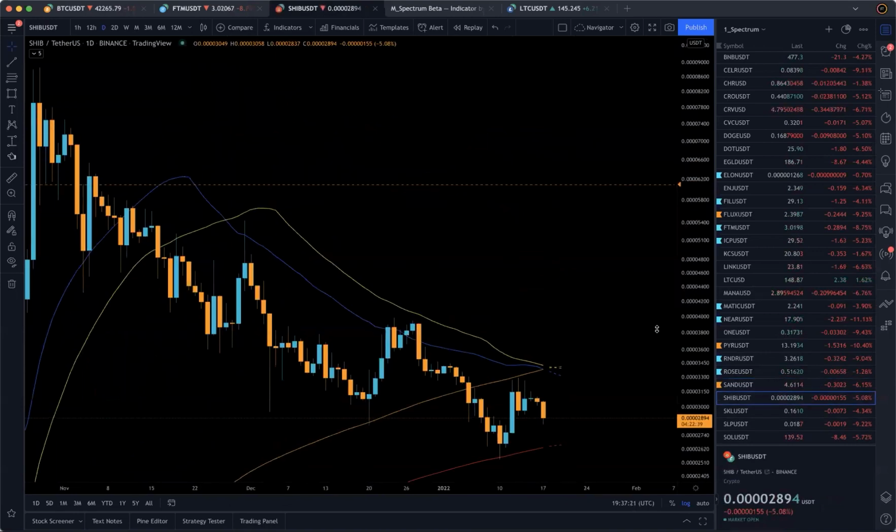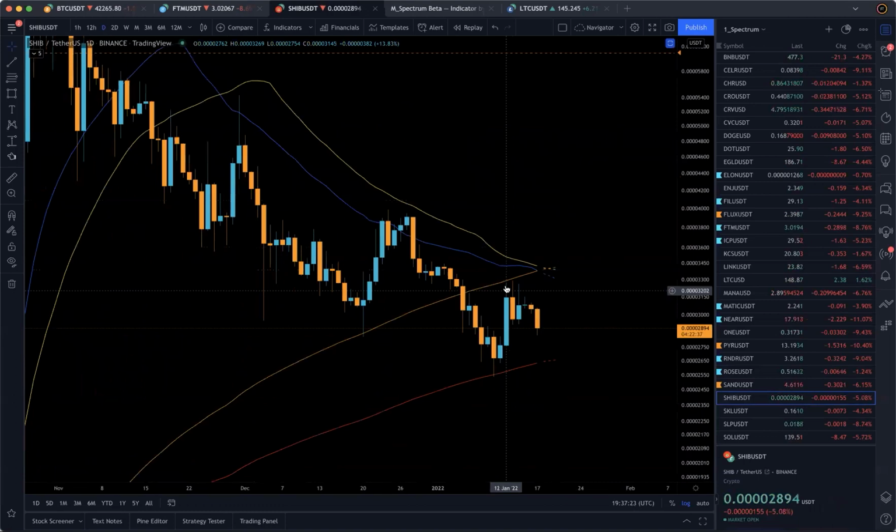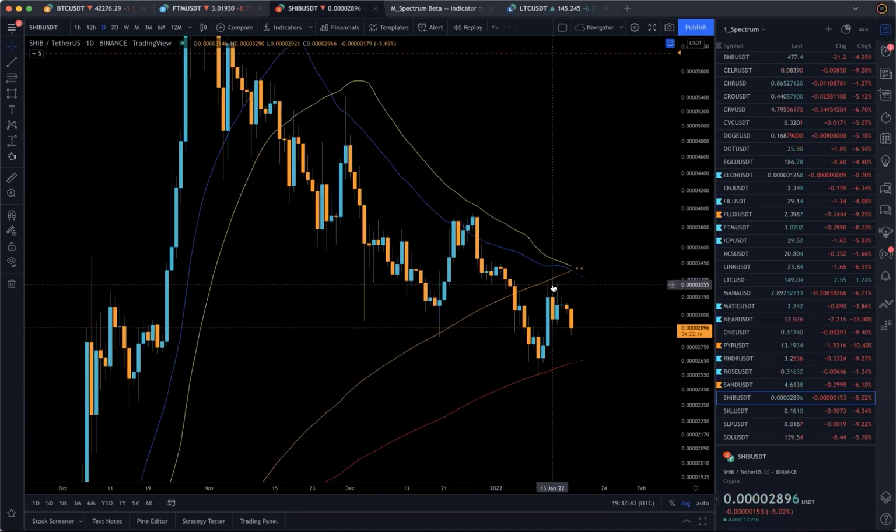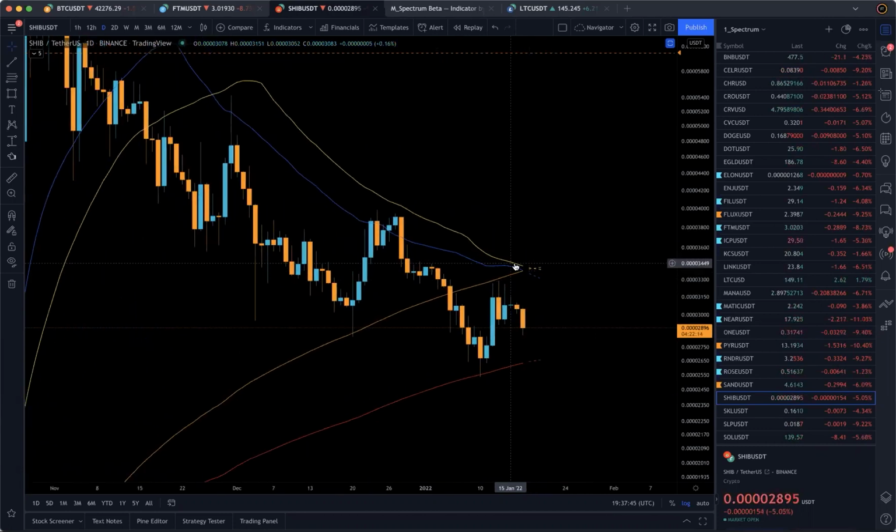Ship tried very well. Yeah, very hard here. Supported. This was a good test. This was after the release, right? So this was a good test. This is also a good test. Now it's basically trapped or range bound between the orange and, so it has to break above. The blue is coming down very quickly, and also the yellow is coming down quickly, and this is a confluence.